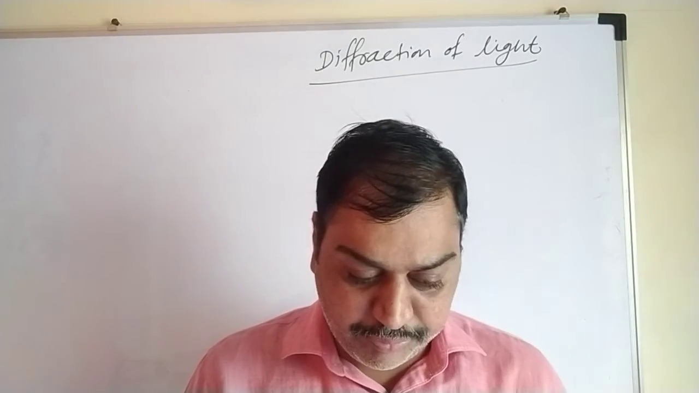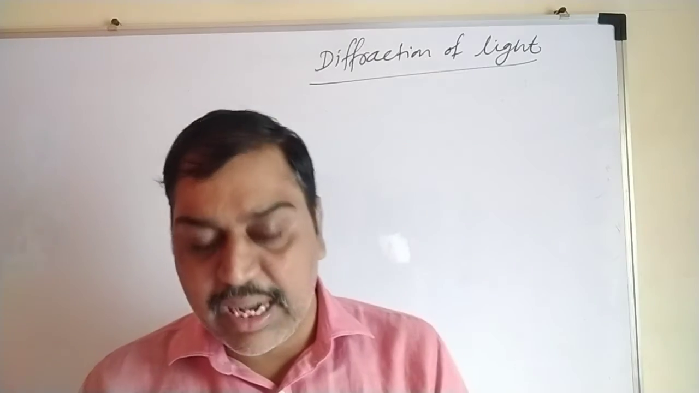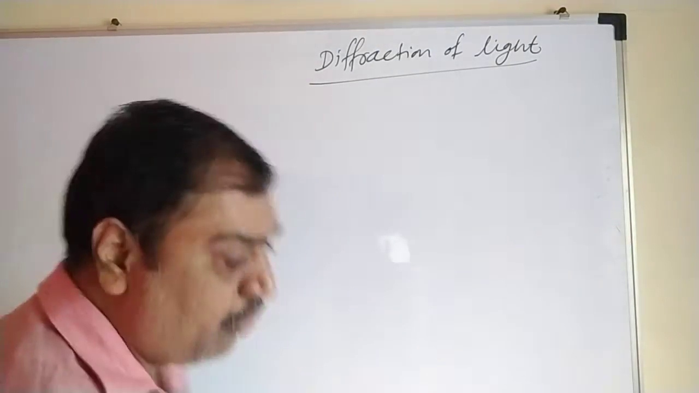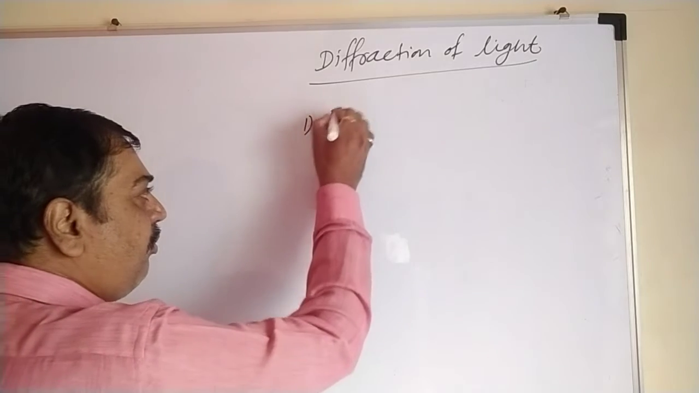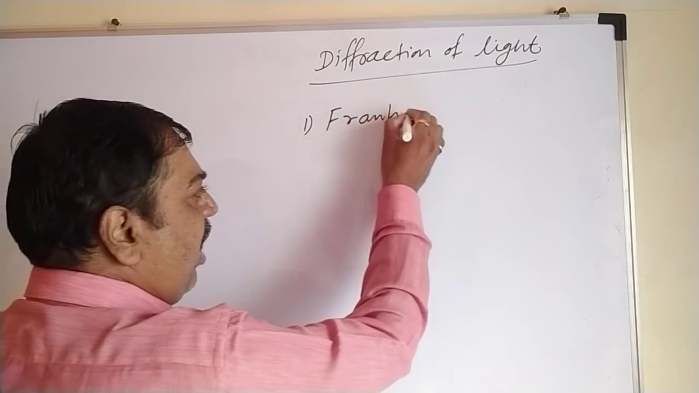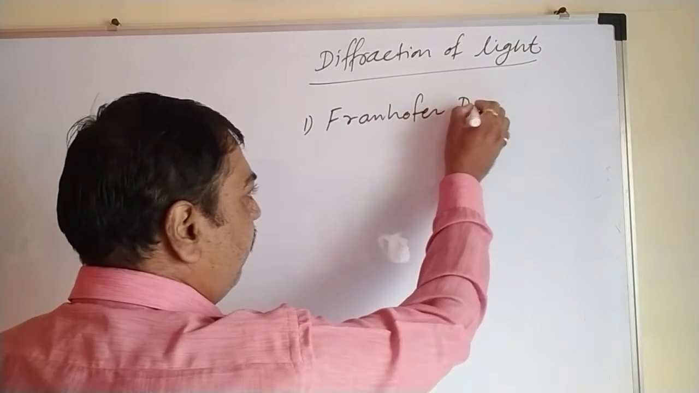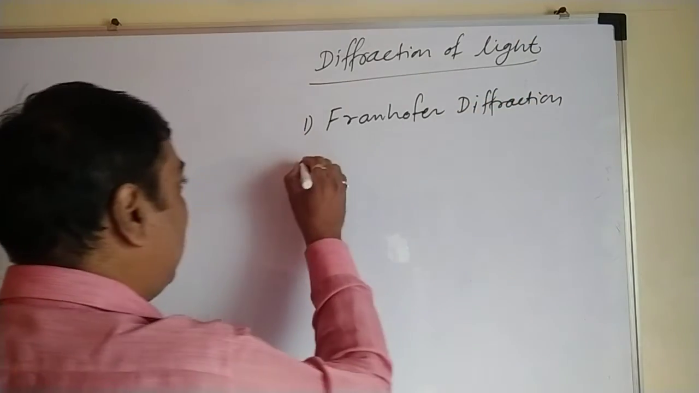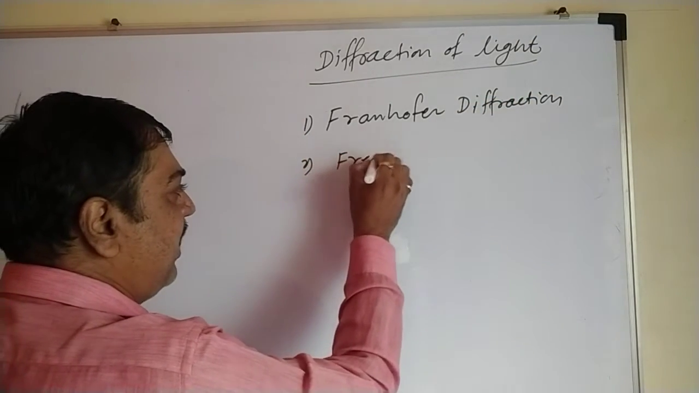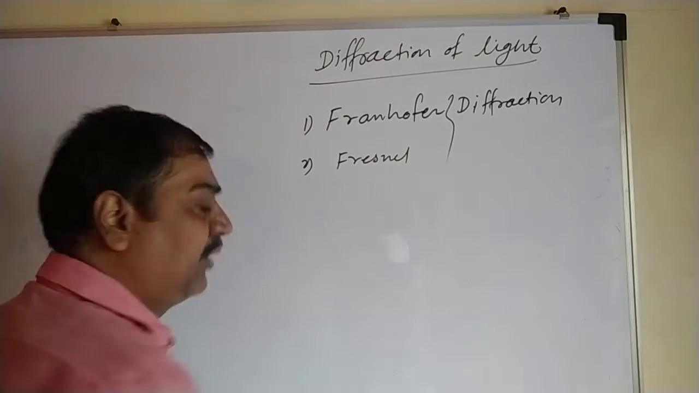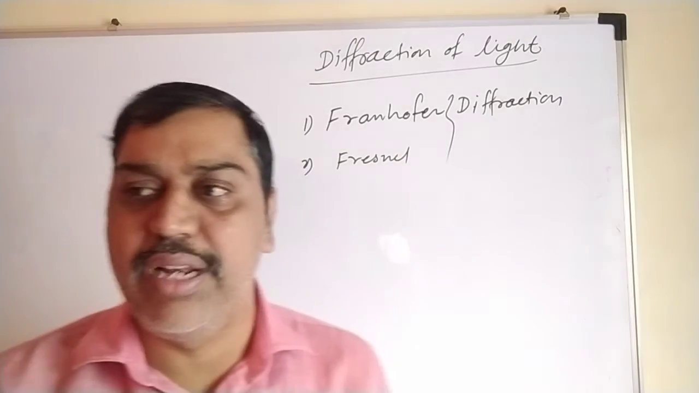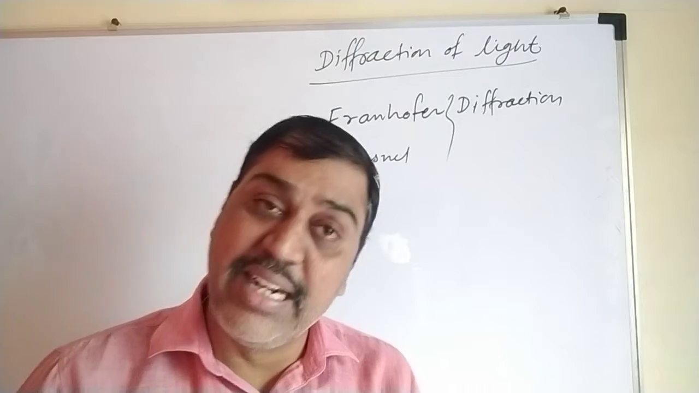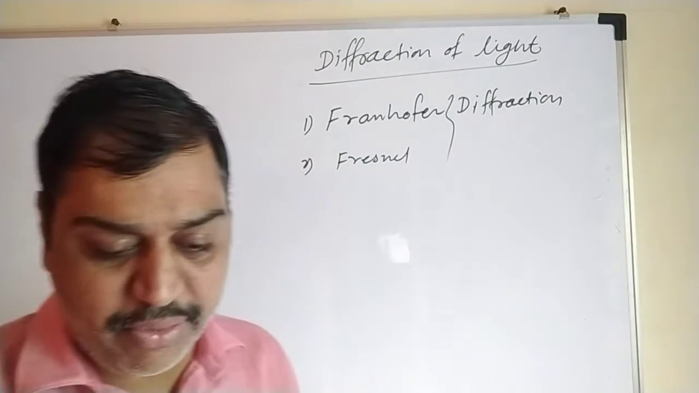Now let's go further. There are two types of diffraction patterns, one is said to be Fresnel and the other Fraunhofer. So write down the first one, Fraunhofer diffraction, and the second is said to be Fresnel diffraction. So there are two types of diffraction pattern. One is the Fraunhofer diffraction pattern, the other is the Fresnel diffraction. What is the difference between these two? That we have to learn now.